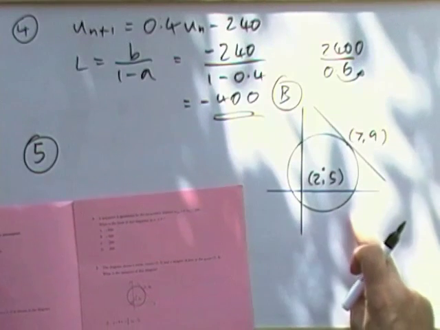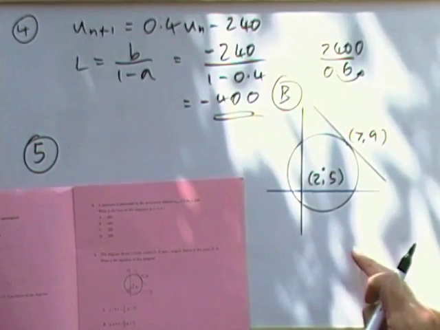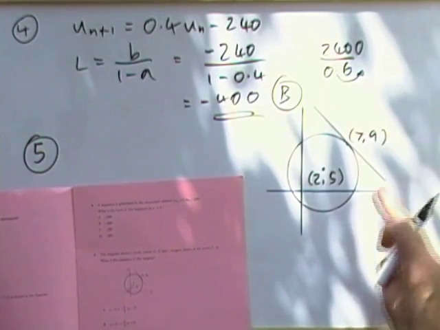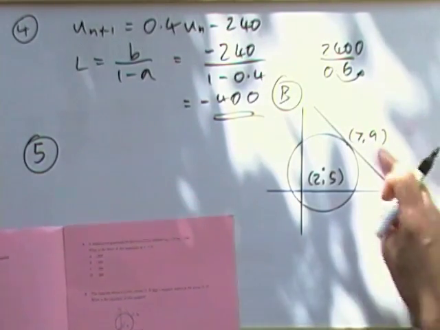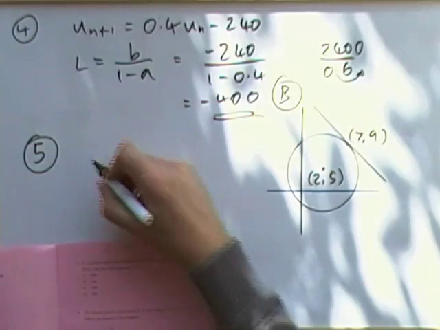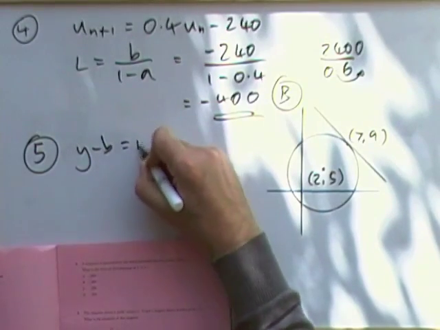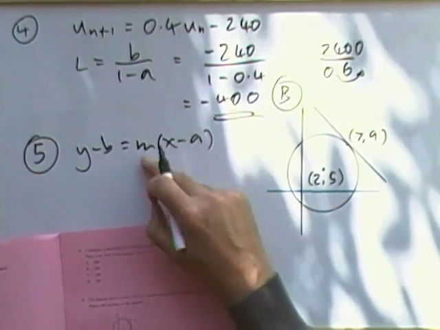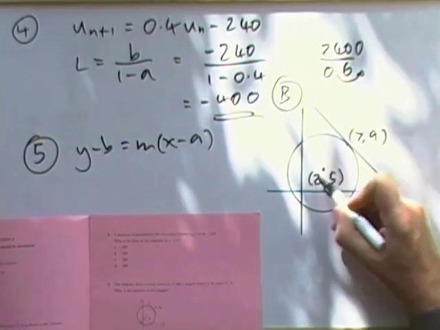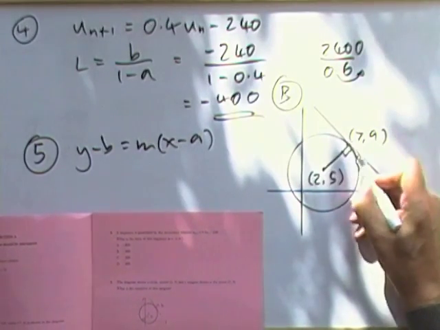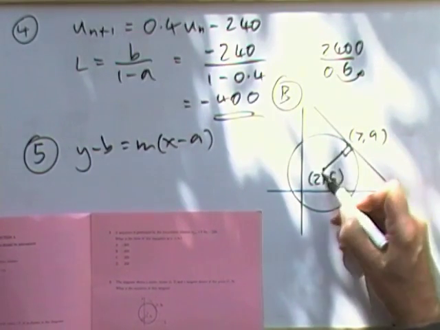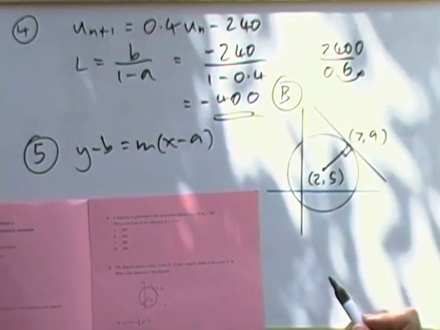Question 5, another circle question. Just one of them. And it's finding the equation of a tangent. Well, the tangent's a straight line, so I'll be looking at y minus b equals m times (x minus a), where m's the gradient of the line, which will be perpendicular to the gradient of that radius that joins at the point of tangency.